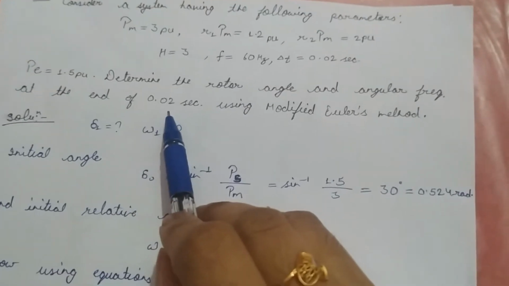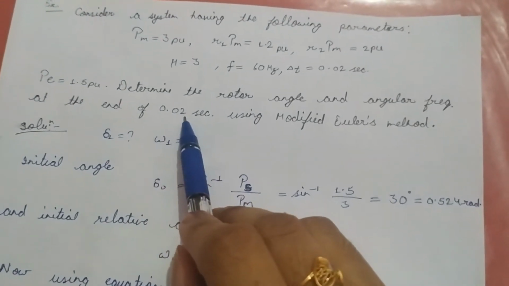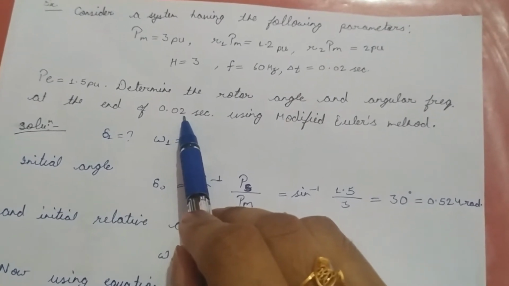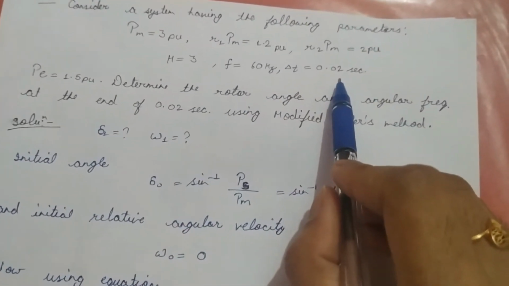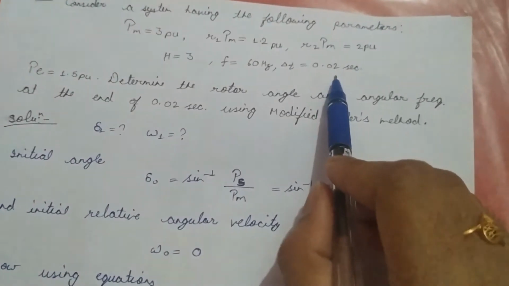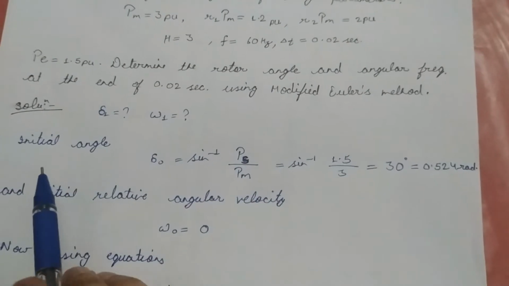In this we only have to do one iteration, as it is asking for the values at the end of 0.02 seconds, and the step size is also 0.02 seconds. So we have to do only one iteration. So let's start the solution for this example.